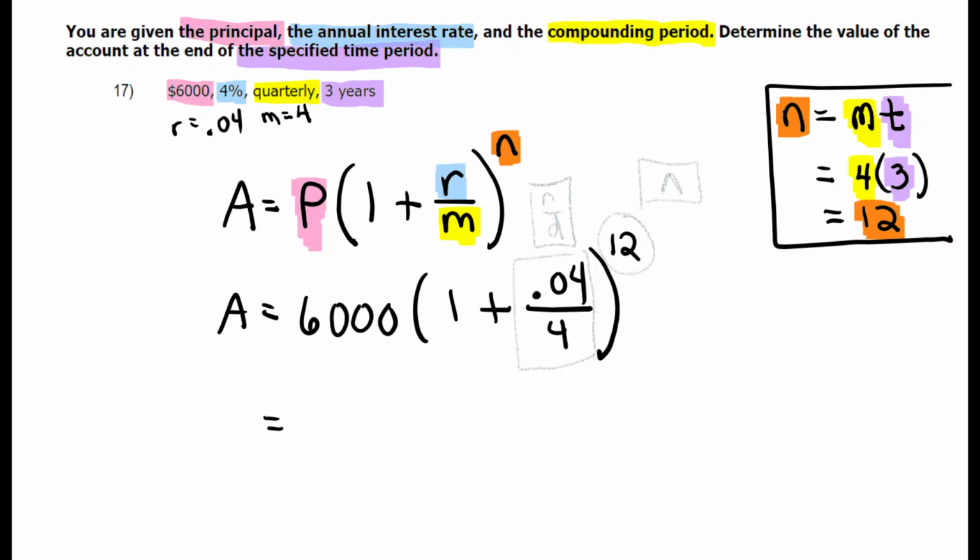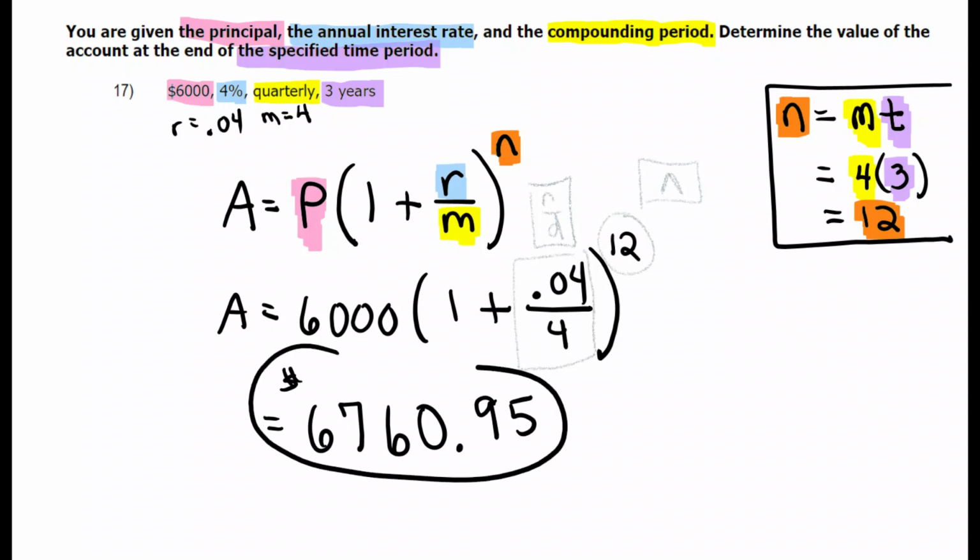And it's going to be more than 6,000, but it's only 12 years. It's only 4%. They're only doing it 4 times a year. Or sorry, not 12 years, 3 years. So I should have more than 6 grand, but probably not a whole lot more. And I don't. My answer is $6,760. And then when I rounded to the nearest penny, it would be 95 cents. And that's my answer for number 17.